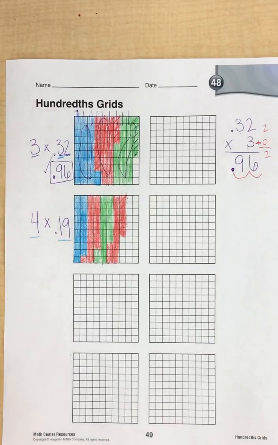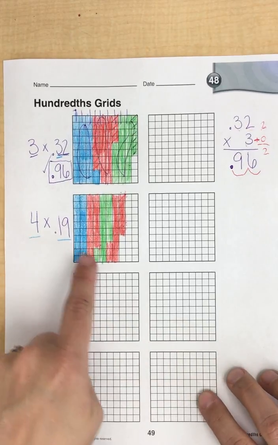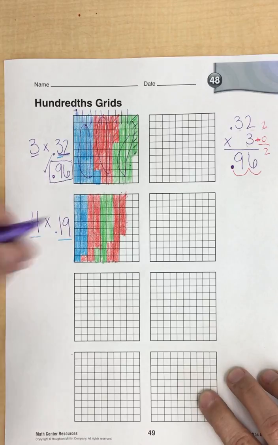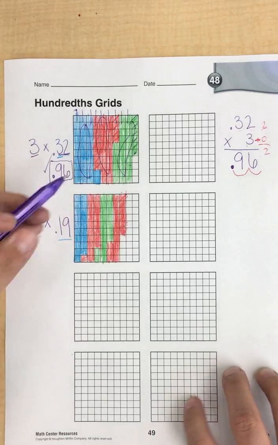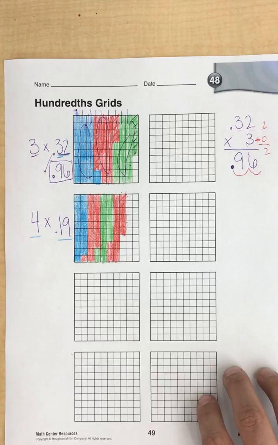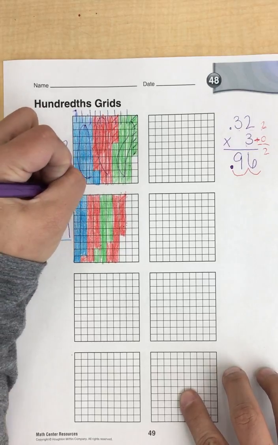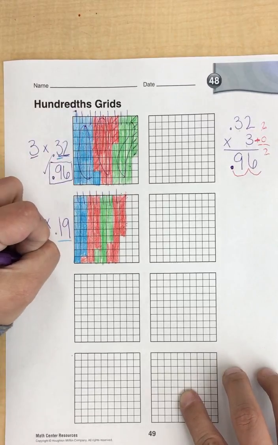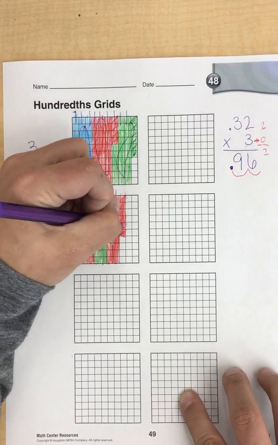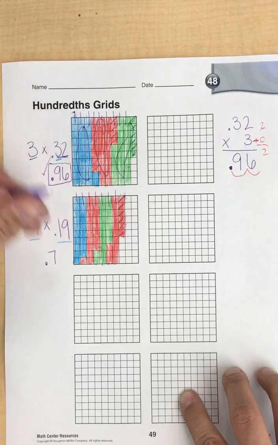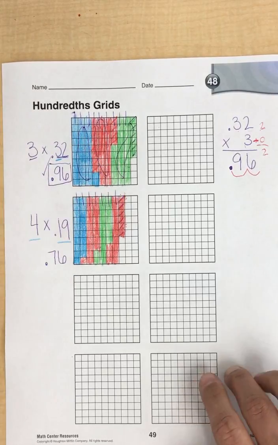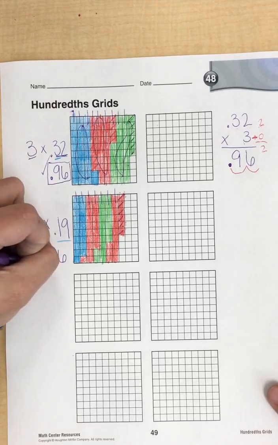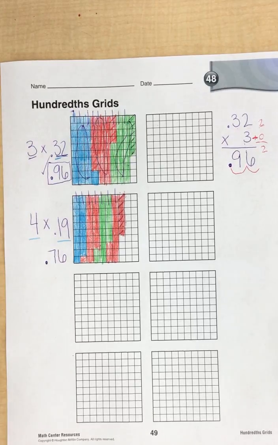So on my hundredths grid, I have represented 19 hundredths 4 times. So I'm going to take my answer, my model, and count up the number of hundredths I have shaded in. So 1, 2, 3, 4, 5, 6, 7 tenths, and 1, 2, 3, 4, 5, 6 hundredths. So my product of 4 times 19 hundredths should arrive at 76 hundredths.